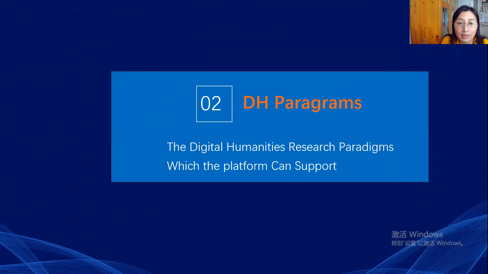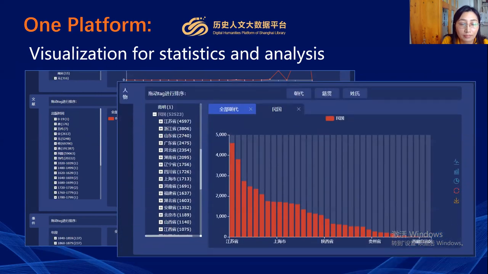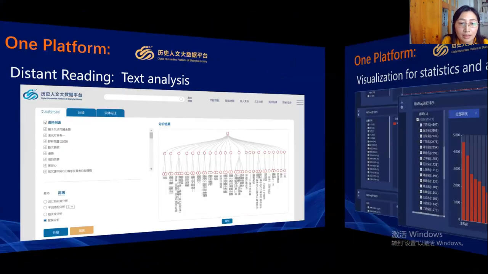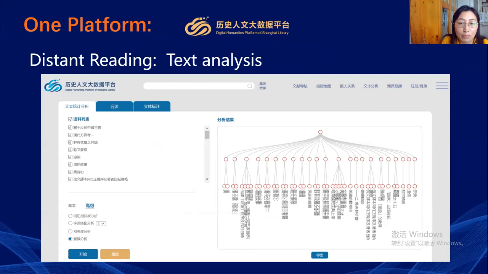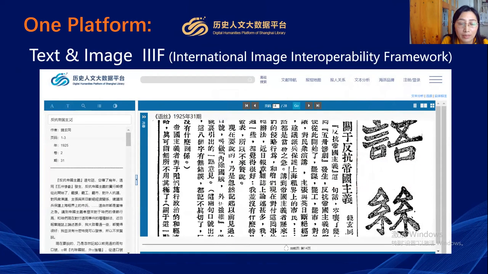Now I will introduce the digital humanities research paradigms that the platform can support. This is the statistics and analysis visualization for the search results. And this is the text analysis functions for word frequency count, statistics and visualization to support distant reading. And we also use IIIF for displaying, sharing, and annotation of the scanned images by users.